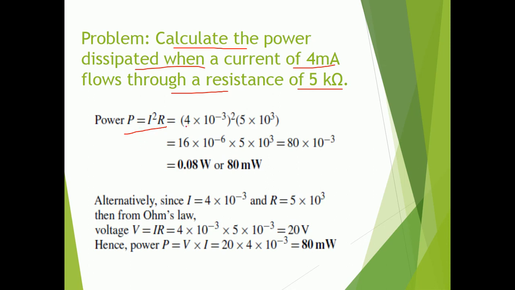So current is 4 milliampere, that is 10 raised to the power of minus 3, and resistance is kilo ohm, that is 10 raised to the power of 3. So after calculating this, it comes out to be 80 milliwatt.